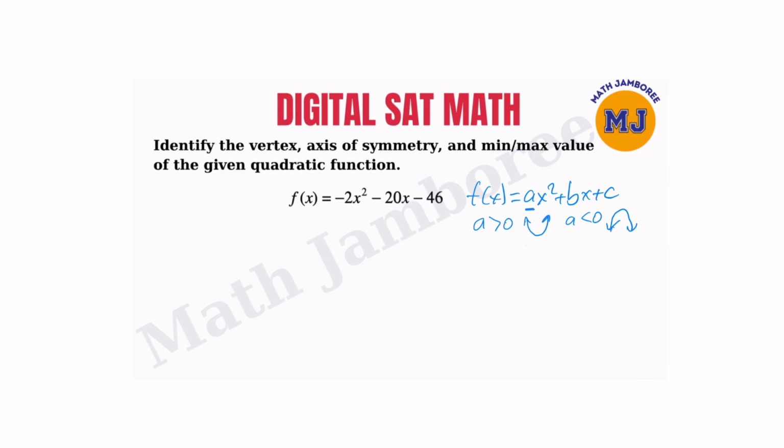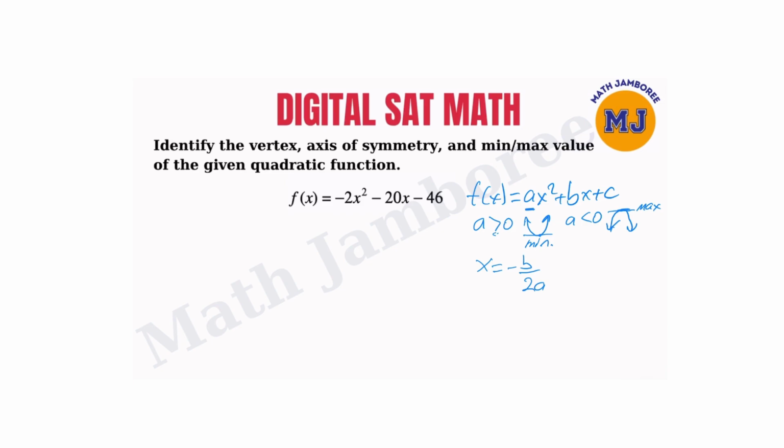So if a is greater than 0, you have a minimum, which is the lowest value, minimum value. And if a is less than 0, you will have over here the maximum value. This point is called the vertex. So there are different methods to find the vertex, but I'm going to show you the easiest one. It involves using a simple formula, which is x equals negative b over 2a.